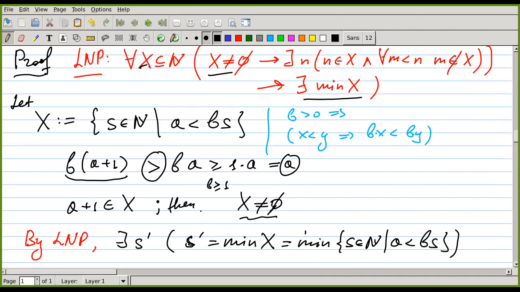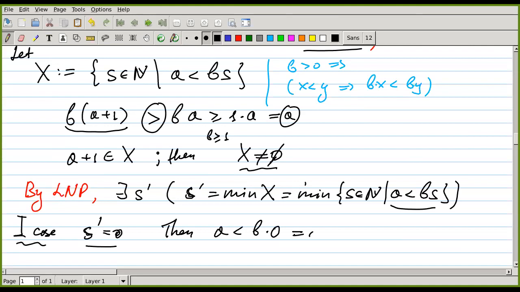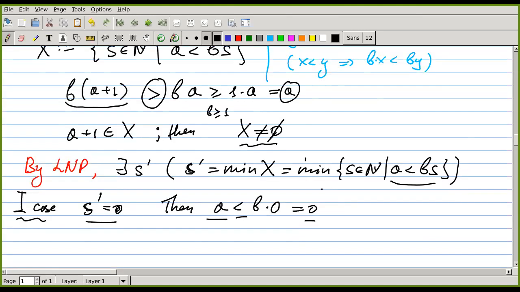What can this element be? The first case: is it possible that s prime is 0? If s prime is 0, you know s prime is the least number with such property, so a is less than b multiplied by 0. That is, a is less than 0. It's not possible. There is no natural number less than 0. So the first case is not possible.